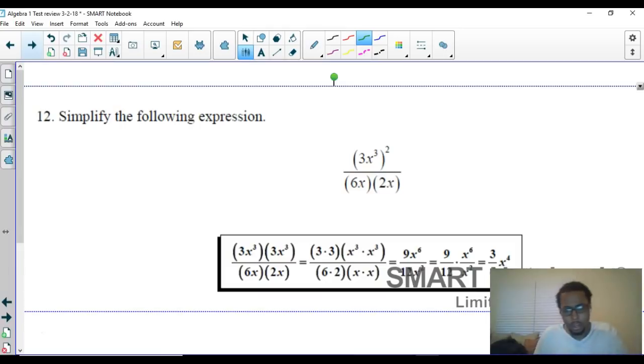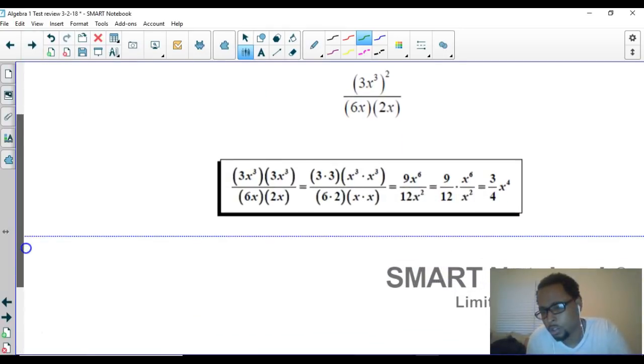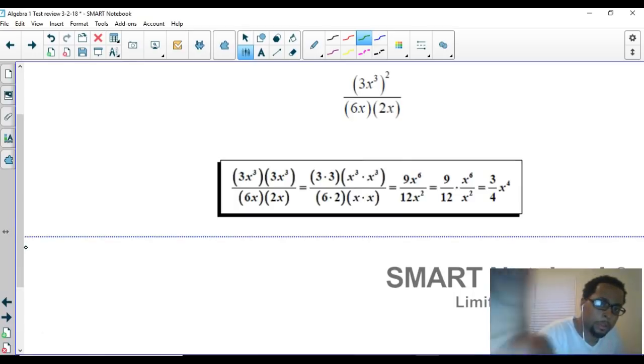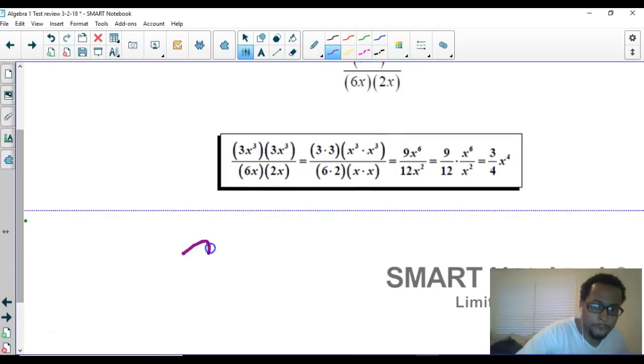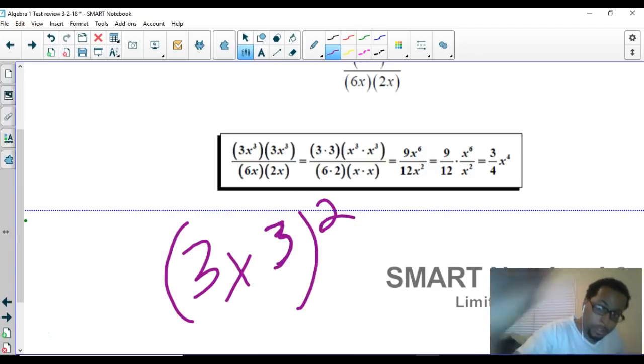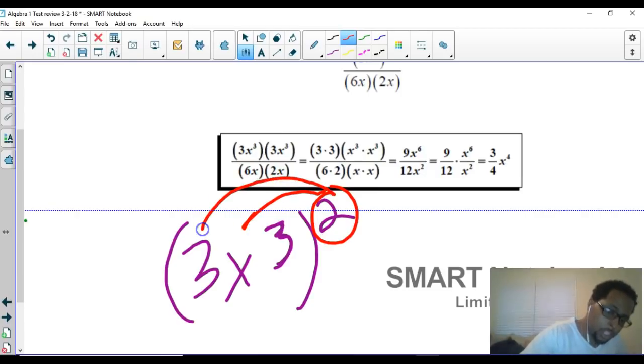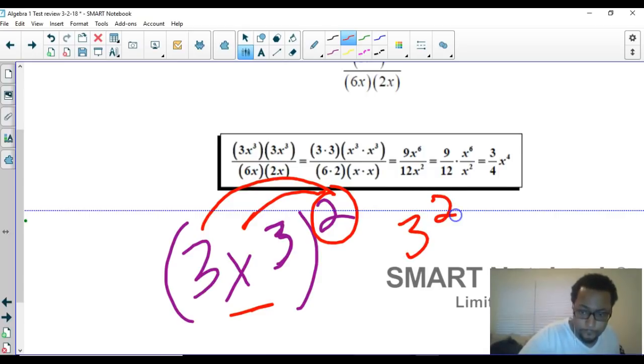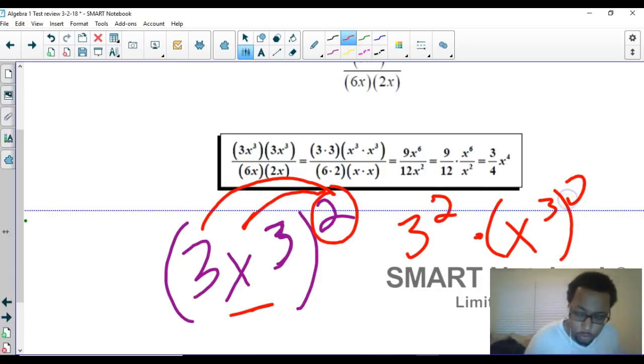Question 12. In class today, we kind of struggled a little bit with this question just because we have to be clear on what our multiplication is saying. This exponent, and I'll write it big, (3x to the third) to the second. What this is saying is you have to take this exponent and go to both of them, not just this one, to both of them. So what this is really saying is 3 squared times x to the third to the second.